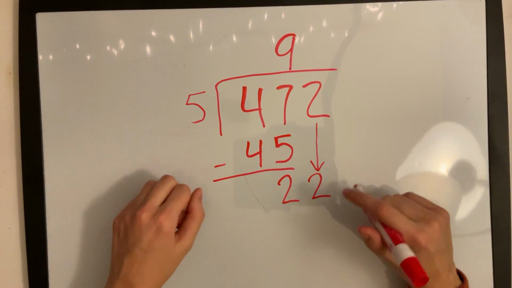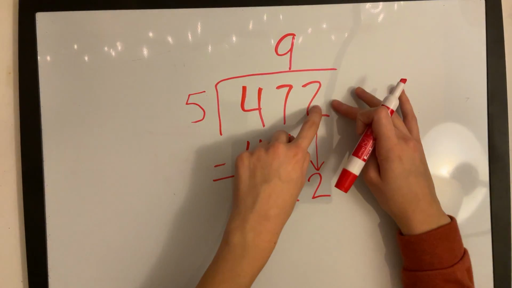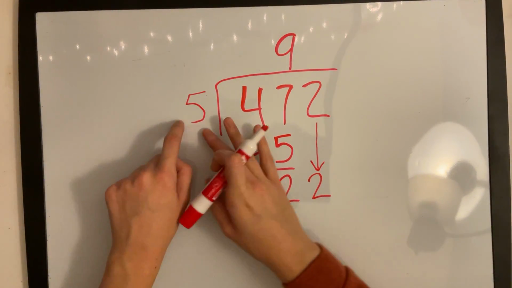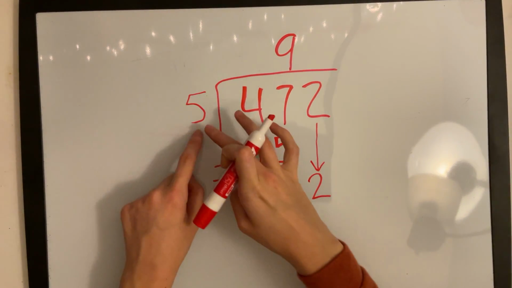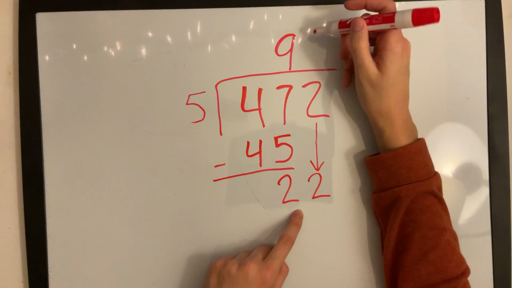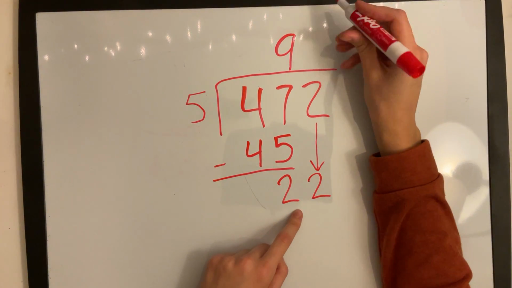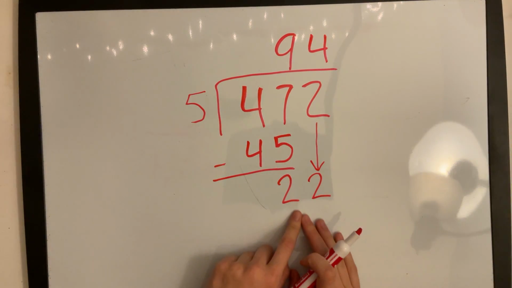Now I start the process over, but instead of saying how many times does 5 fit into 2, I'm actually going to say how many times does 5 fit into what we have now left over, which is 22. How many times does 5 fit into 22? I know that 5 times 4 is 20. So that's as close as I can get without going over. So right here, I put my 4.